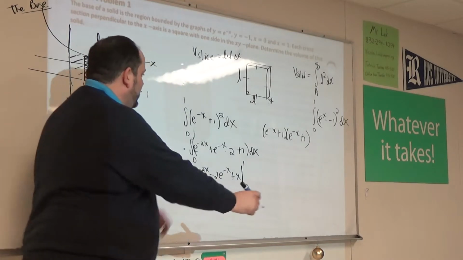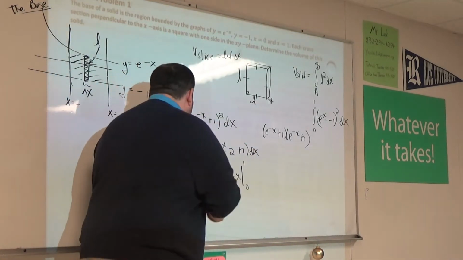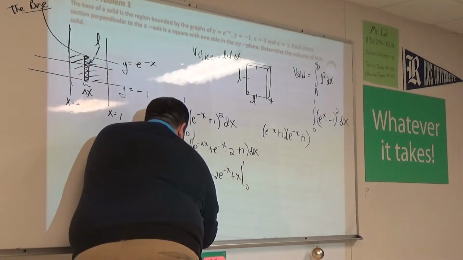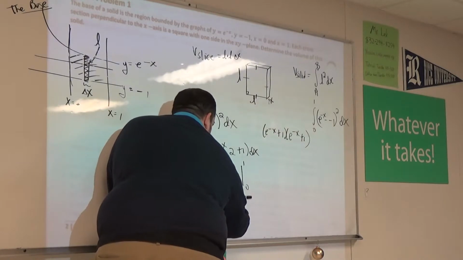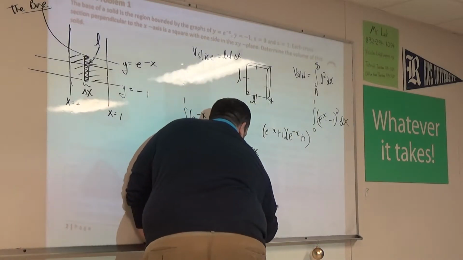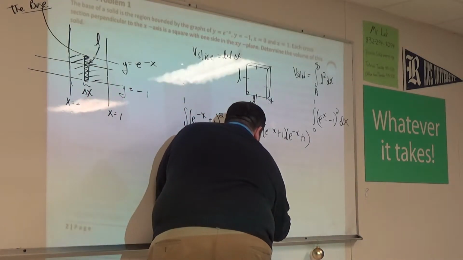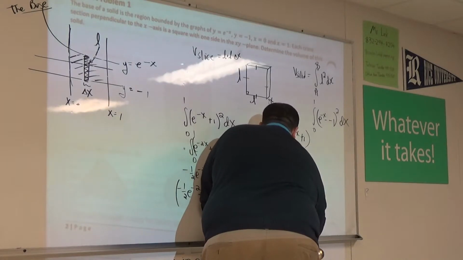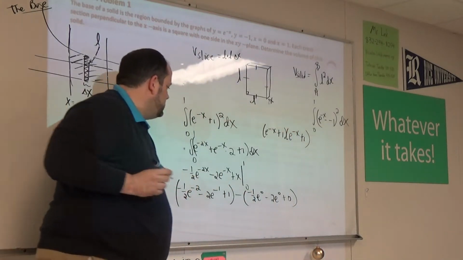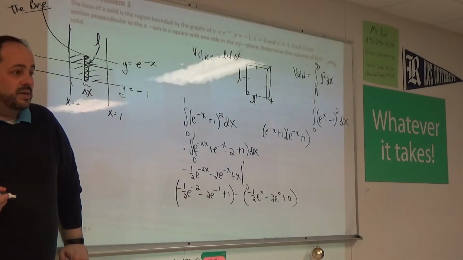I'm going to look really carefully at your notation. Are you keeping that evaluation bar in there? Now just plug this stuff in. Negative a half e to the negative 2 minus 2 e to the negative 1 plus 1 minus, plug in the 0, negative a half e to the 0 minus 2 e to the 0 plus 0. And for the sake of getting good practice, I do want to simplify this all the way.